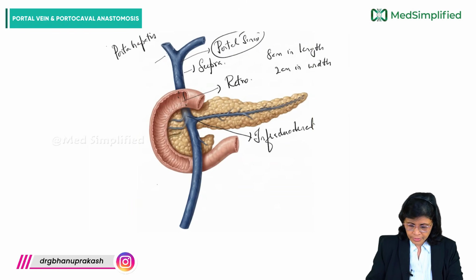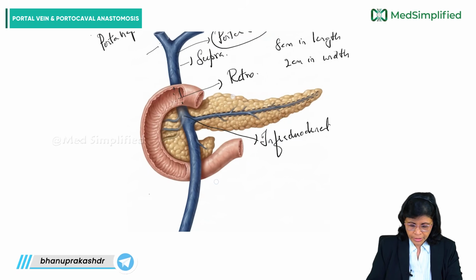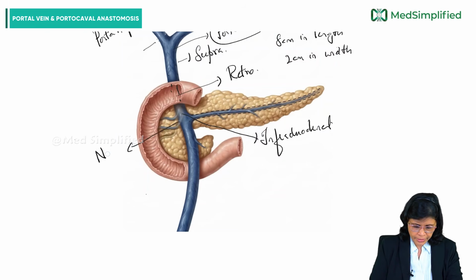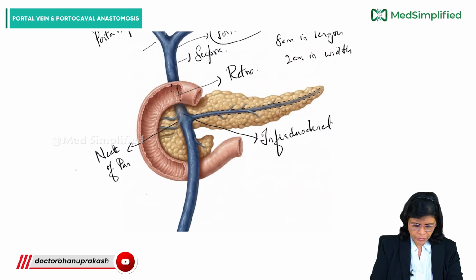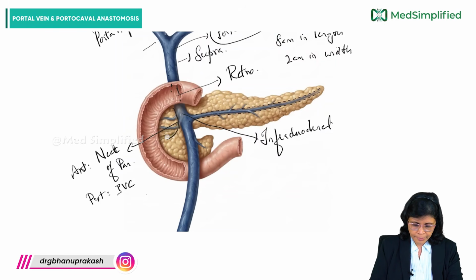Now here we will just see the extrahepatic course. I told you there is supraduodenal, retroduodenal and infraduodenal. Now the infraduodenal, in front, will be related to the neck of the pancreas, because it is formed behind the neck. Anteriorly there is the neck and posteriorly there is the inferior vena cava. On the right side of it, you will see the bile duct.